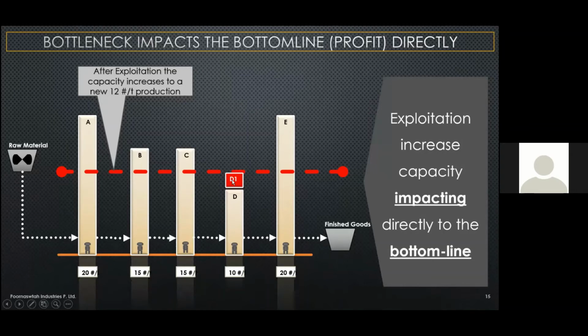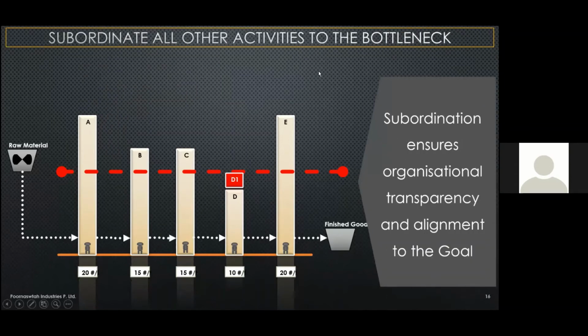So exploitation increases capacity, impacting directly the bottom line of the organization. Okay, now let's go to step number 3, which is about subordinating all other organizational activities to the bottleneck. What are we doing here? We are telling the partner, you have a machine of 20 units per time. You have to produce 20 units per time. Then only you can get your bonus.